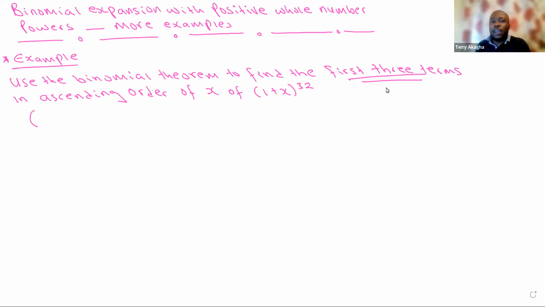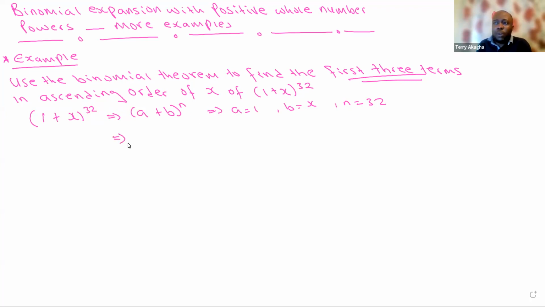Remember, the keyword here is the first three terms. So we have 1 plus x raised to the power 32. Here, remember, it must be in the form of (a plus b) raised to the power n. So that means our a is equal to 1, our b is equal to x, and our n is equal to 32. A is 1, b is x, and n is 32.